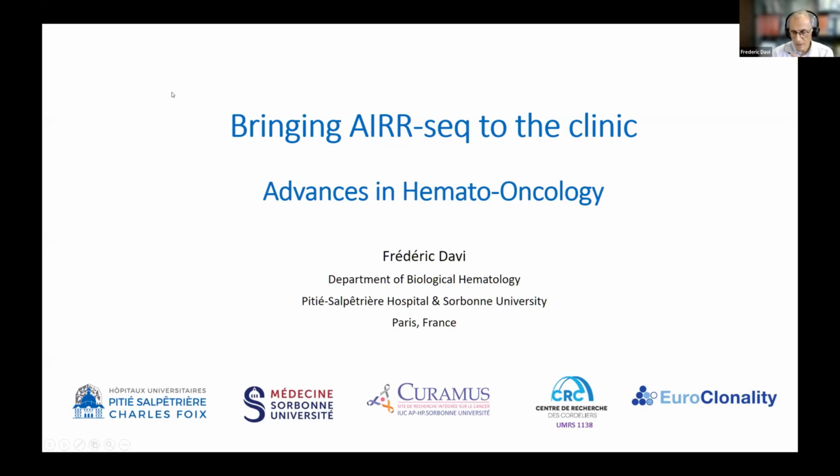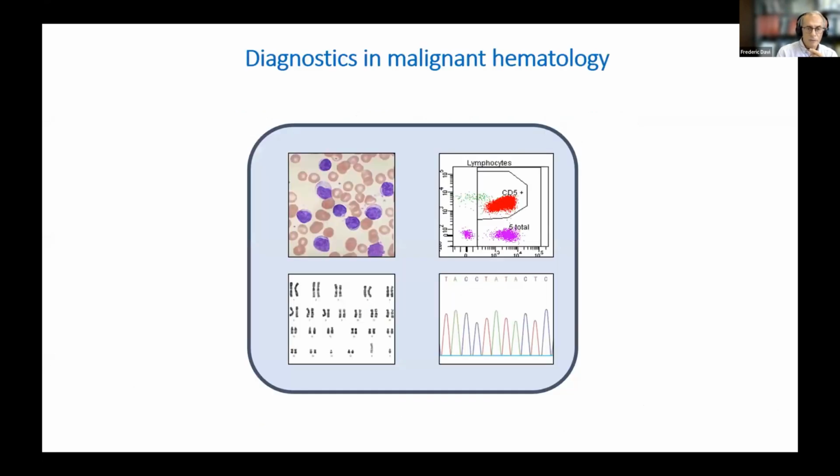I used to be a clinician, and in France, hematology can be either clinical or biological, and I'm head of the Department of Biological Hematology. And as you know, the diagnostic of malignant hematology condition is based on cellular hematology with cytology and flow cytometry, and genomics, looking both at chromosome and genes.